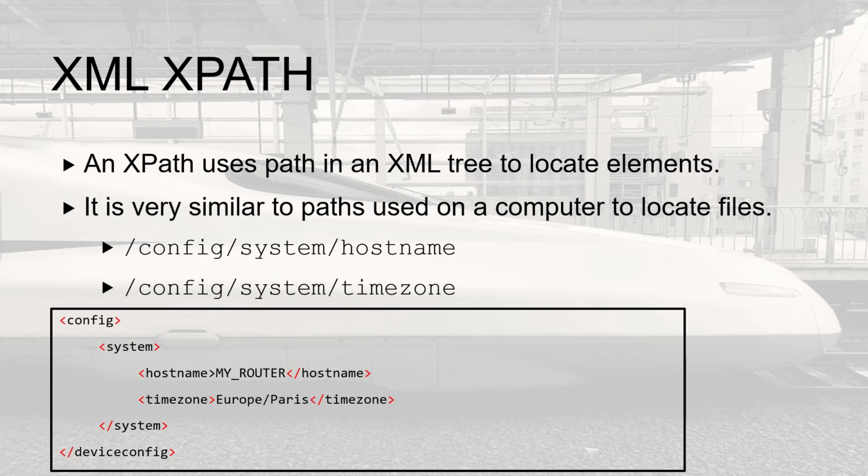See? Easy. The XPath is just an absolute path to extract a value in the XML tree. It starts at the root and stops at the element start tag. And you will see that this concept is key when manipulating an XML configuration.